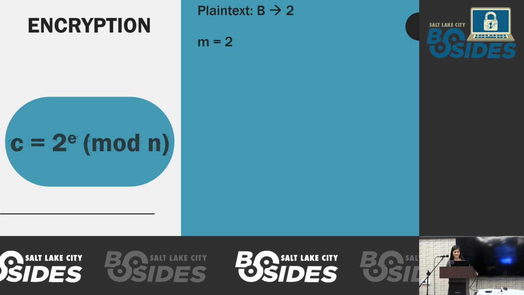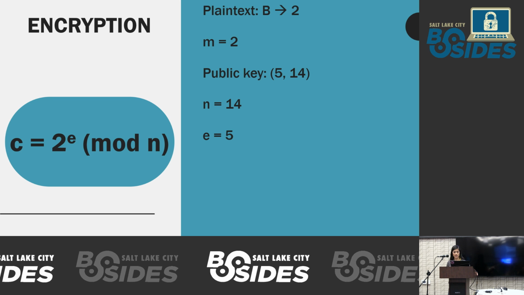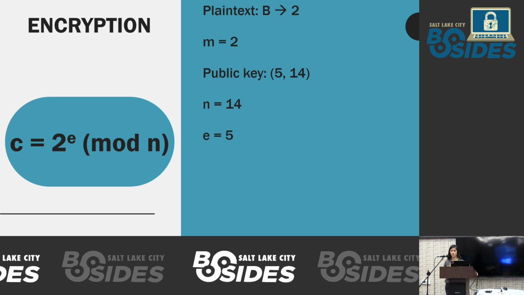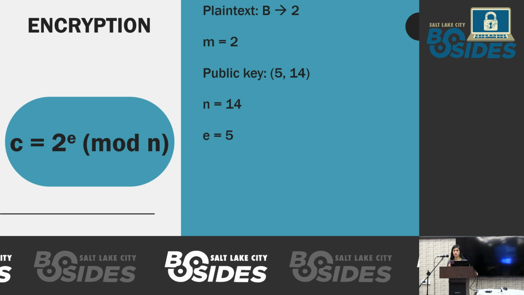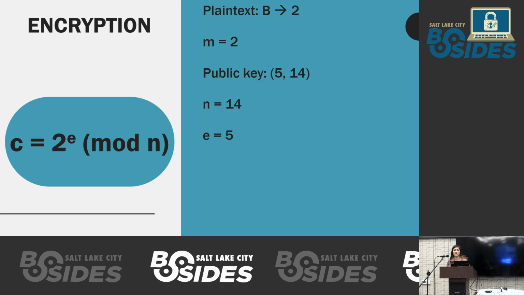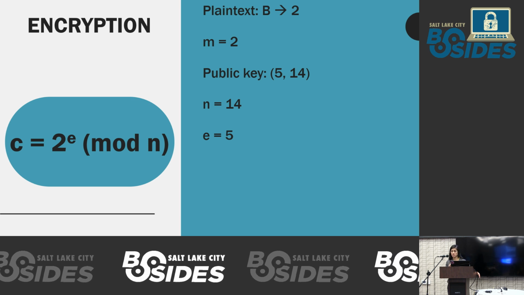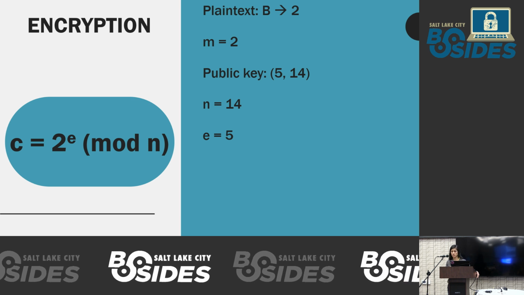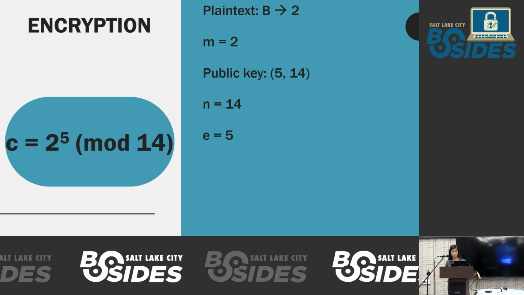So that's cute. All right, so we're going to plug in 2 for our message there. And then here's our public key. So 5 and 14 are the 2 values that comprise our public key. And this is the public key that was represented by the lock in the picture earlier. So the 14 is our N value, and E stands for our encryption key, which is 5. So we're going to plug those numbers into our formula there.